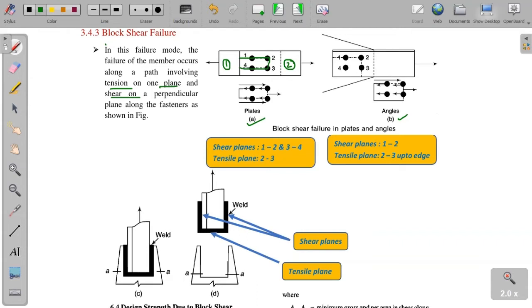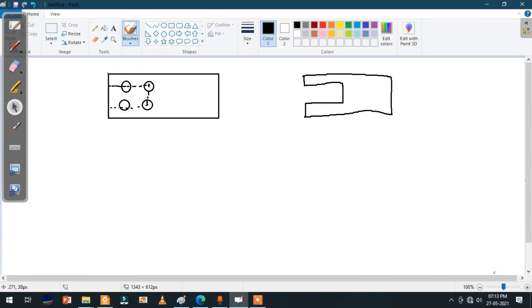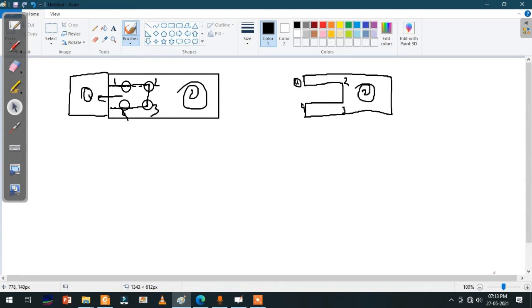Of course, let me show you this. This is the figure. This is the tension member 1 and this is 2, and these are bolts 1, 2, 3, 4. The failure is going to occur along this line. After failure, this block is going to come out with member 1, and member 2 would be like this. This is the 1, 2, 3, 4 location.